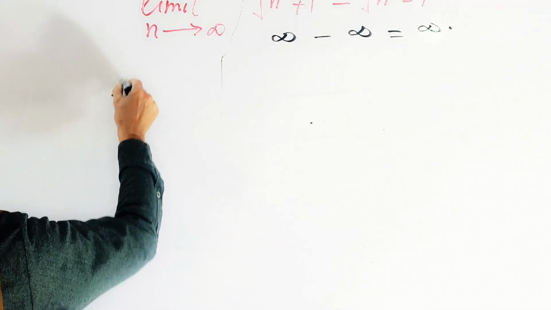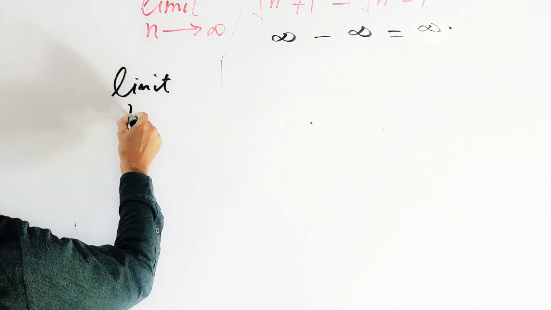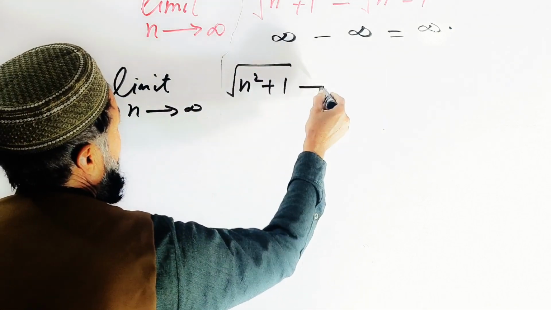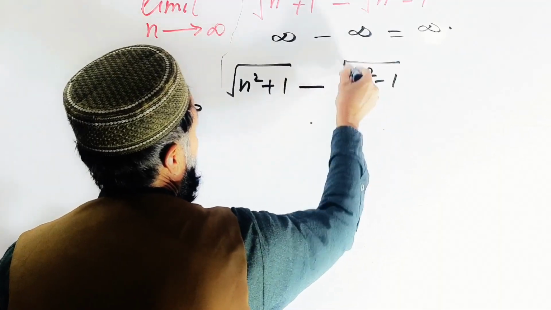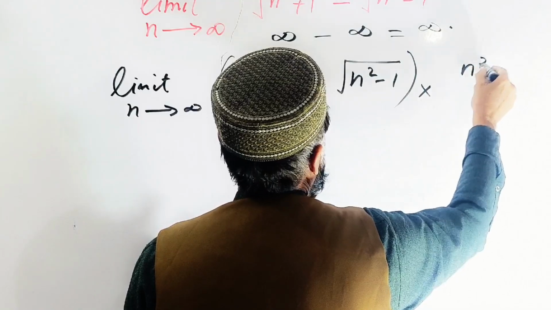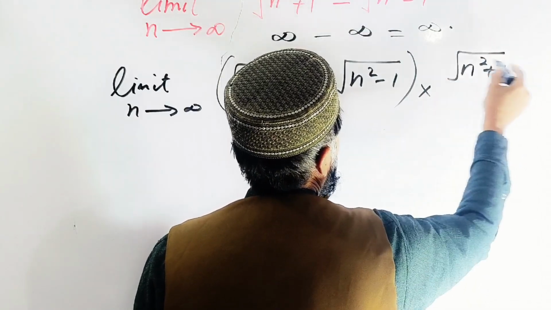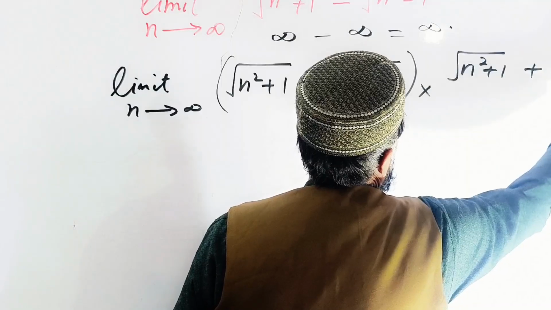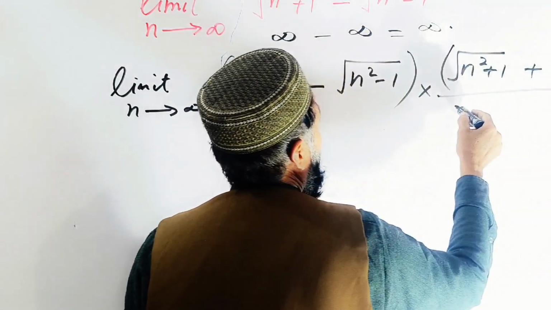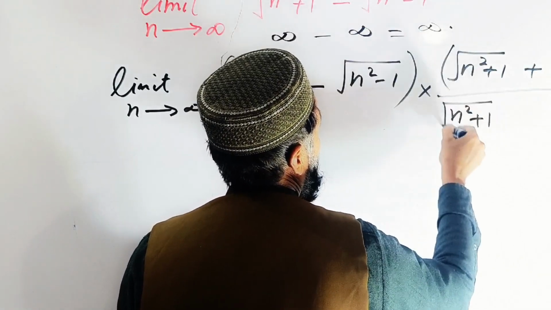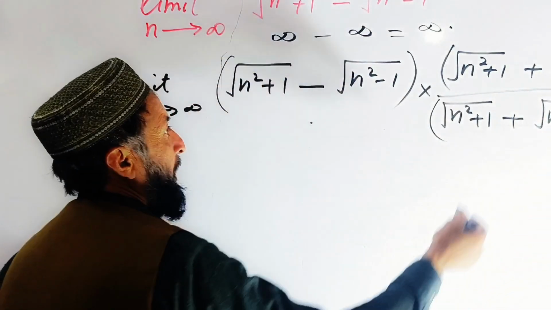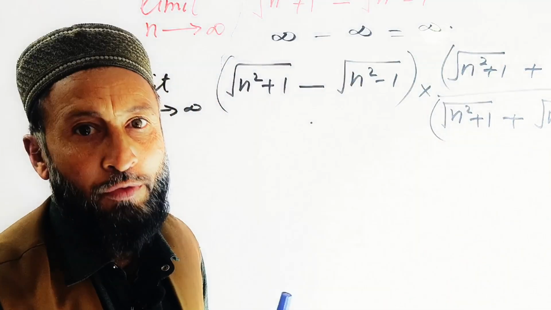So the limit as n tends to infinity of the square root of n squared plus 1 minus the square root of n squared minus 1, multiplied by the square root of n squared plus 1 plus the square root of n squared minus 1, and also divided by the square root of n squared plus 1 plus the square root of n squared minus 1. Because these terms cancel each other, there is no effect on the question.